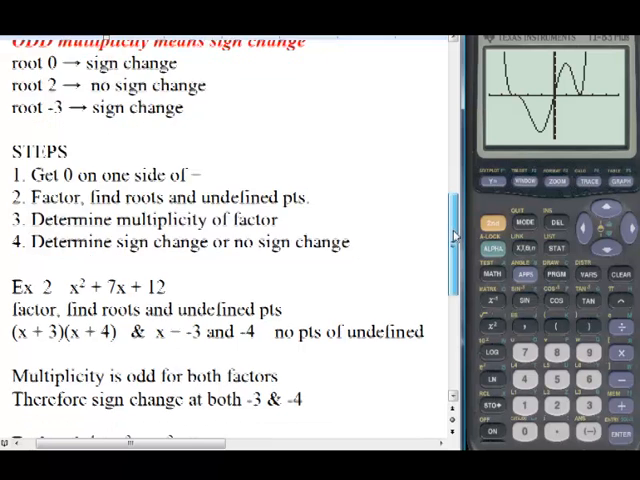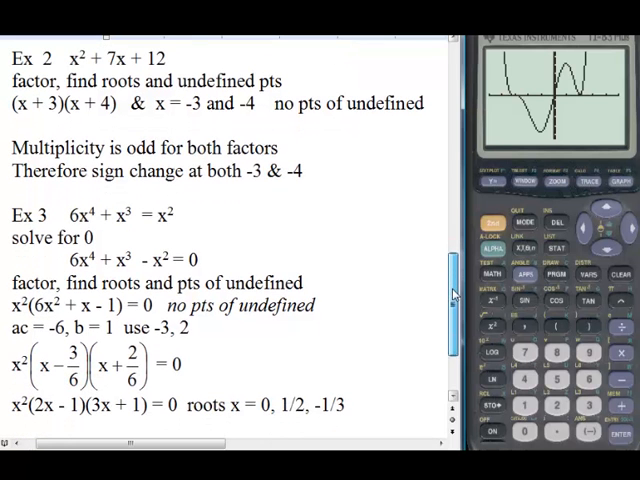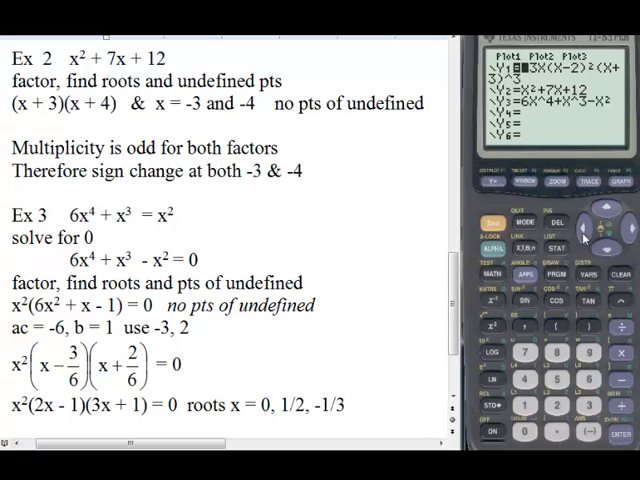Okay, example 2. We've got x squared plus 7x plus 12. We need to factor this and find undefined points. We didn't mention this before, but undefined points on the x-axis are places where the graph can change signs. In this case, there are no points that are undefined. There are 2 sign changes, one at -3 and also another one at -4. Both factors have exponents that are odd.